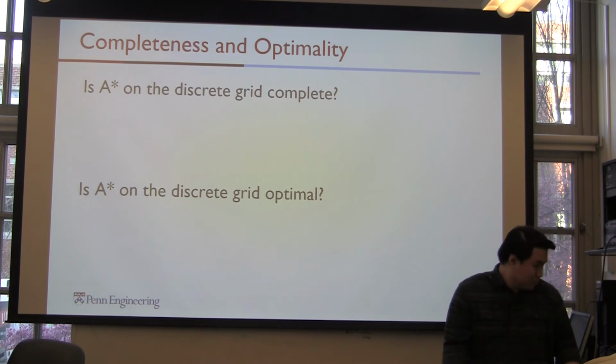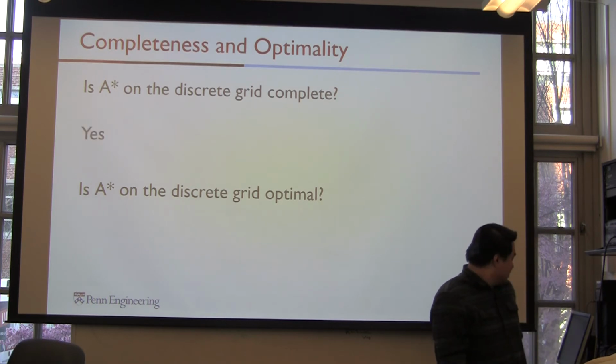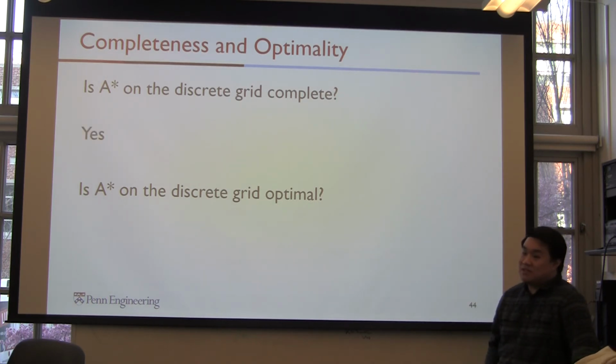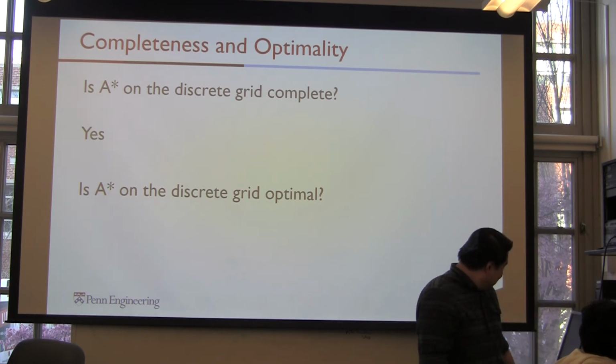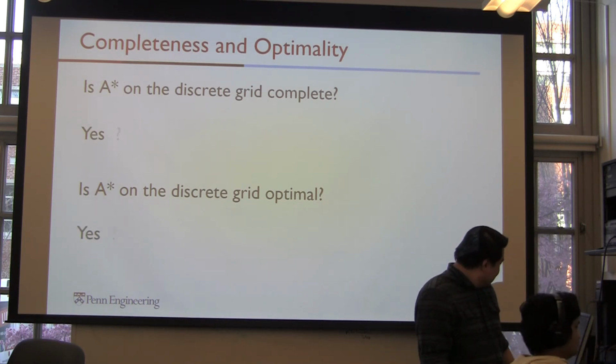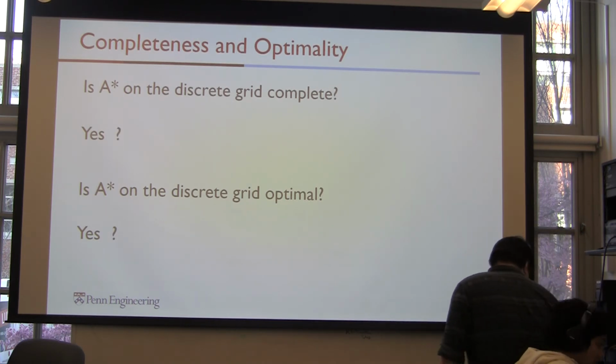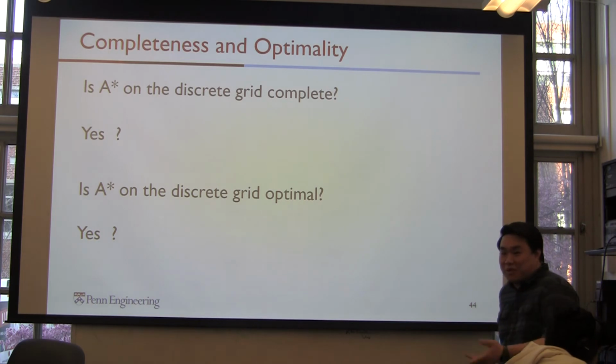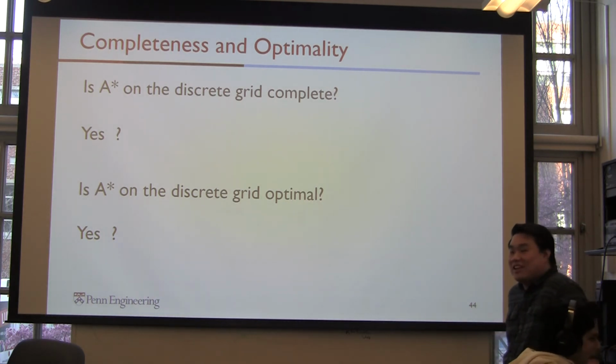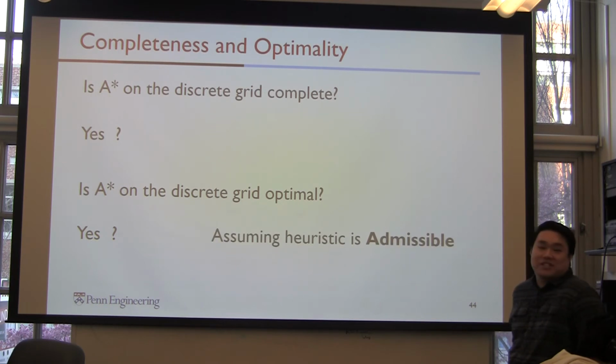Yes. Yes. Is it optimal? Yes. Yes. Yeah, exactly. So assuming that the heuristic is admissible. If you picked a really bad heuristic, it wouldn't be optimal.